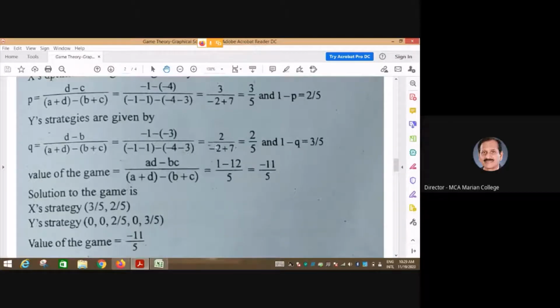So this is actually the 2 by n matrix. That means 2 rows and n columns. In this case, 2 rows and 5 columns. Now the next problem is the case m by 2. That means there are m rows and only 2 columns.